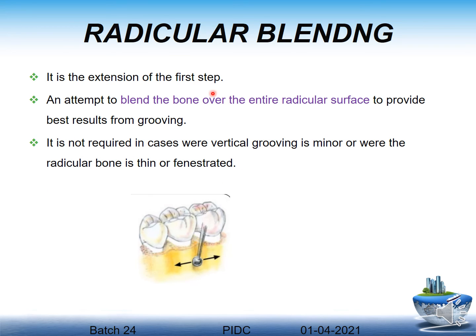After this, you have the radicular blending. So this is just an extension of the first step. It is an attempt to blend over the entire radicular surface to provide the best results from grooving. So after you groove these areas, the bone on the radicular surface is blended to both the vertical groove areas. It is not required in cases where vertical grooving is minor, or where the radicular bone is thin or fenestrated.